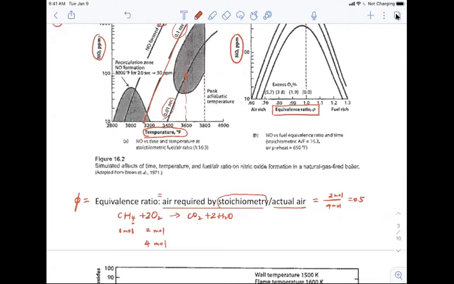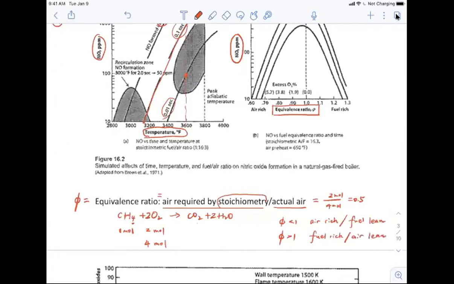So basically, if the equivalence ratio is smaller than 1, what that means is that the combustion is basically in the air rich or the fuel lean condition. Okay, so there's basically less fuel for this combustion. And if the equivalence ratio is larger than 1, then you have the fuel rich condition or the air lean.